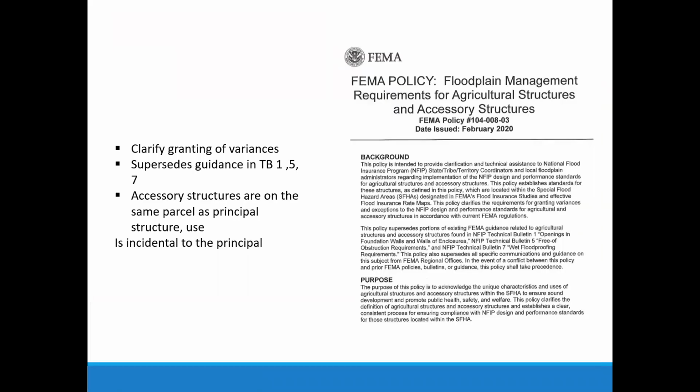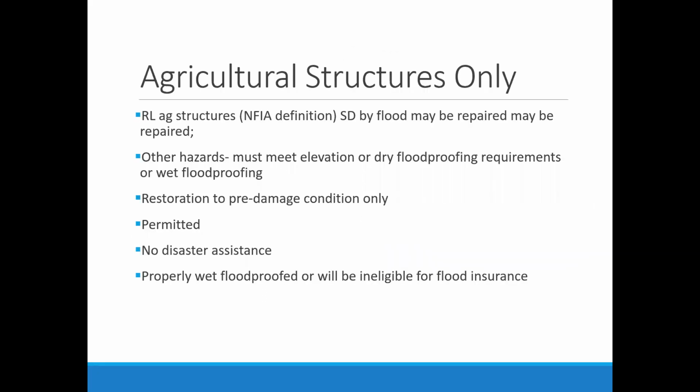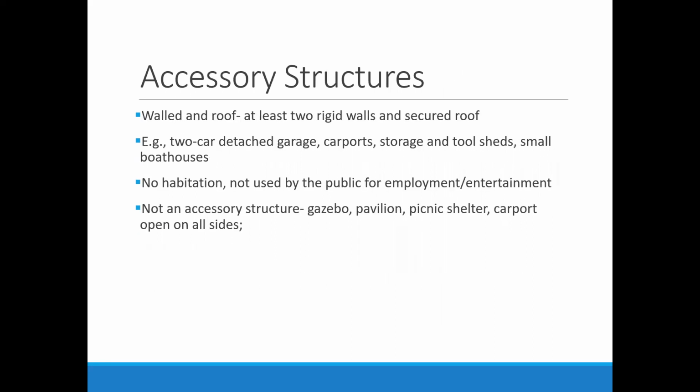So here's the policy. It's supposed to clarify more on the granting of this type of variance. It is a different type of variance than what you would normally think of when I talked about variances earlier. These are specifically for agricultural and accessory buildings. And so basically, this is what it looks like. It could be wet or dry flood proofed. It has to be permitted, and there's no disaster assistance, and it has to be done correctly. Otherwise, it's not going to be eligible for flood insurance, and it has to meet those use requirements.